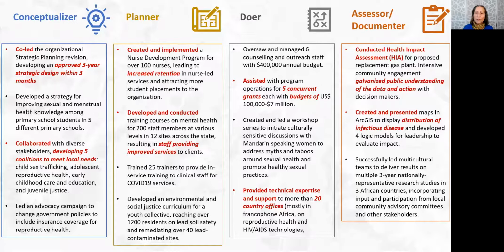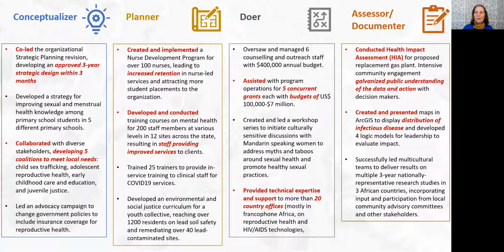So on the first one, under conceptualization, if we look at the 3rd bullet, we see collaboration with different stakeholders, but we also see developing 5 coalitions to meet local needs. Now, anybody who knows what it's like to work on developing one group of diverse stakeholders knows that's difficult. So 5 coalitions, that shows comprehensive results.